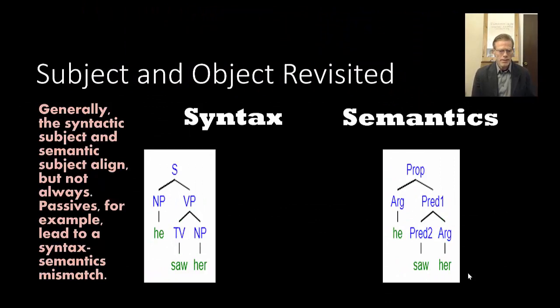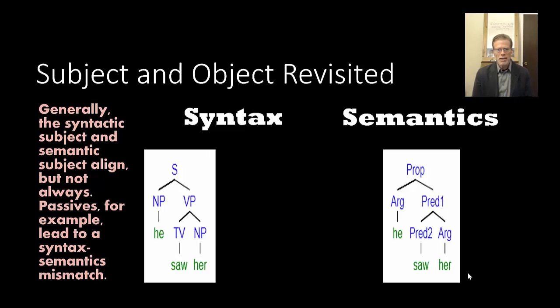And generally, the syntactic subject and semantic subject align, but not always. Passives, for example, lead to a syntax-semantics mismatch. So when we think about the active sentence, he saw her, there we're going to see the two trees, the syntactic tree and the semantic tree, are going to line up pretty much exactly, just different terminology.